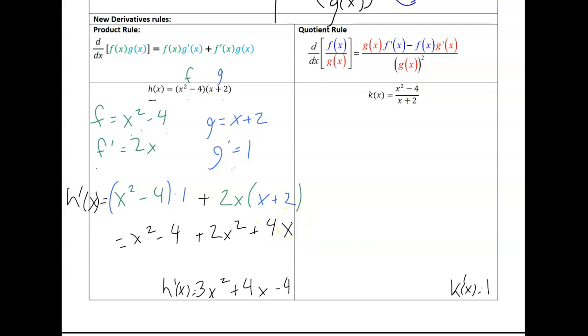And then combining my like terms, I get 3x squared plus 4x minus 4. And that was what we were expecting to get all along, h prime of x.